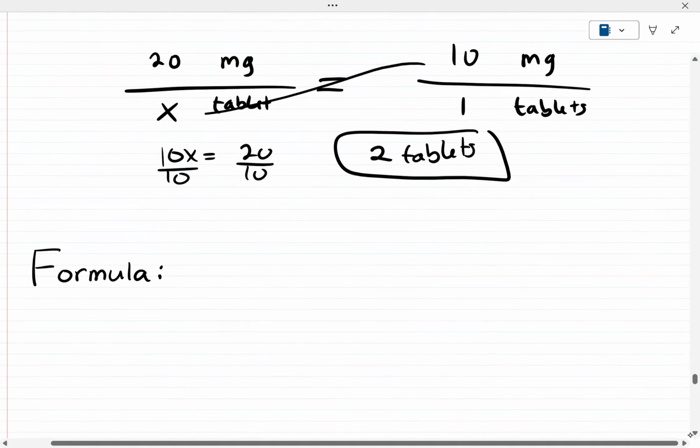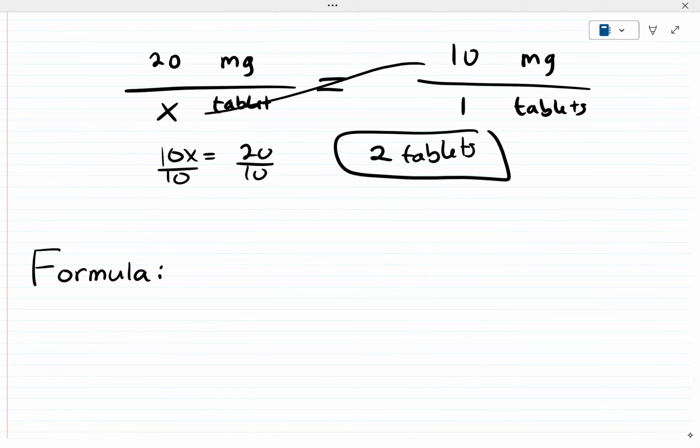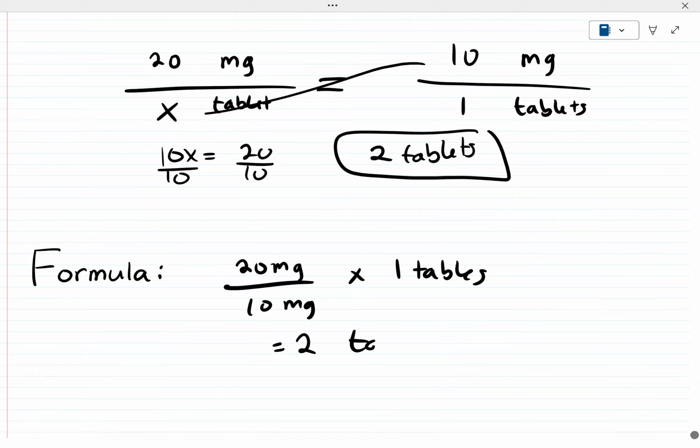Okay, formula method. So desire over have times vehicle. All the units are in milligrams, so there's no conversion. Our desire was 20 milligrams. Our availability was 10 milligrams for one tablet. Tablet is our vehicle, so that was going to be 2 tablets.